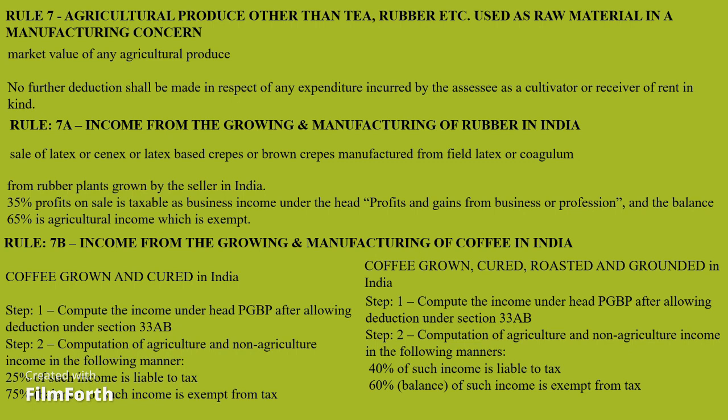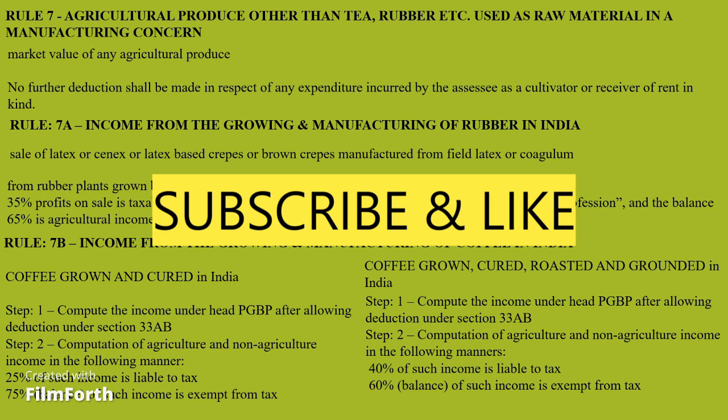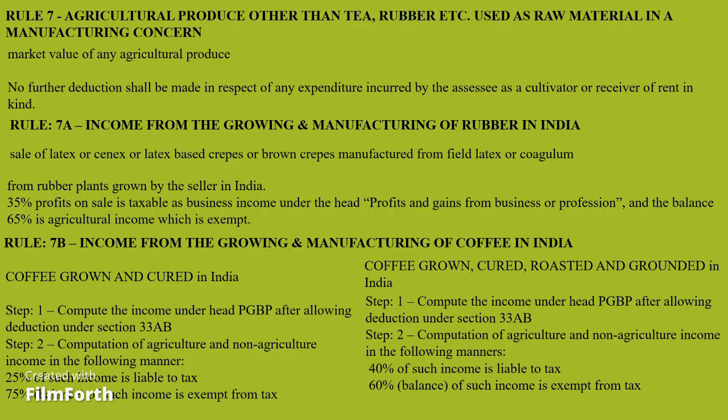Rule 7A. Income from the growing and manufacturing of rubber in India. This rule is applicable when income derived from the sale of latex or sheet rubber or latex-based crepes or brown crepes manufactured from field latex or coagulum obtained from rubber plants grown by the seller in India. Income derived from the sale of rubber obtained from rubber plants grown in India shall be computed as under. Step 1. Compute the income under the head of profits and gains of business or profession after allowing deduction under Section 33. Step 2. Computation of agriculture and non-agriculture income in the following manner. 35% of such income is liable to tax.